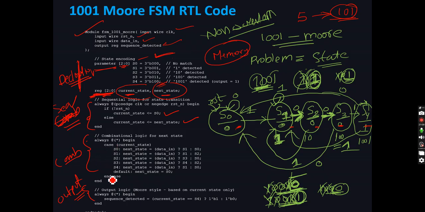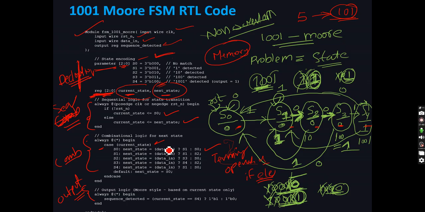Again, we go for the combination logic. Combination logic is nothing but: if you give the input 1, what state will it go to? If you give the input 0, what state will it go to? That is the logic we had. We are using a case statement for good visibility, and here we are also using a ternary operator. Ternary operators are nothing but if else.